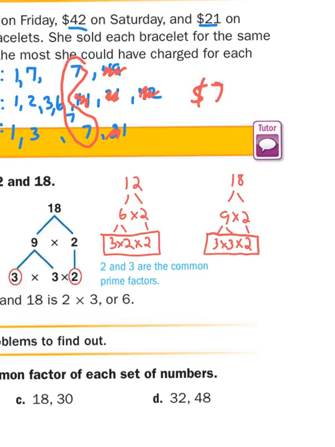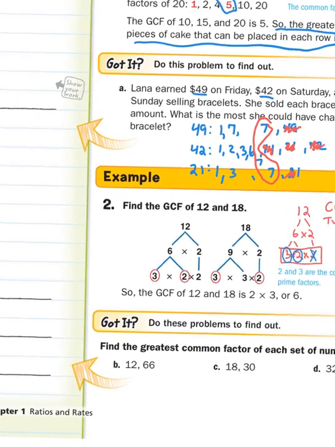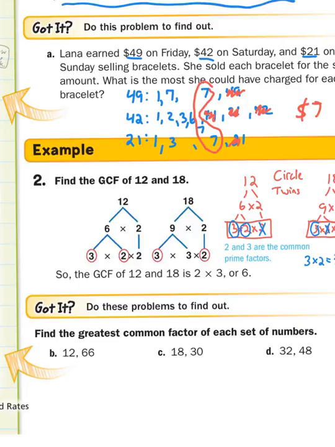So what do you do with those numbers? Well, you circle the twins. In other words, you're circling the common prime factors. Let me show you what I mean. So this 3 has a twin over here. This 2 has a twin over here. This 2 and 3 do not have twins. So you see the ones I circled, the 3 and the 2? You multiply them together. What's 3 times 2? It's 6. So that means the greatest common factor of 12 and 18 is 6. I don't need to write it down because it's an example. So if you do that, look at here, you see how the same thing was done here.